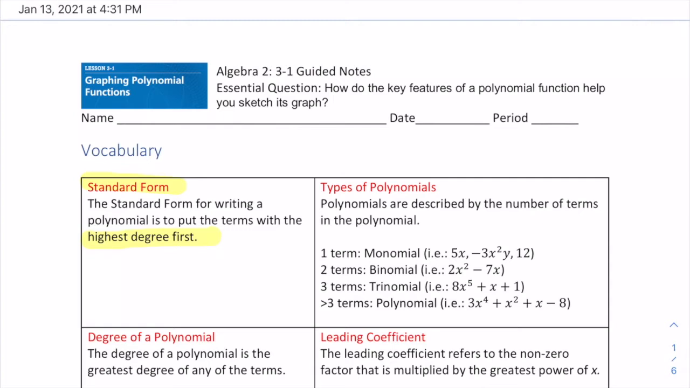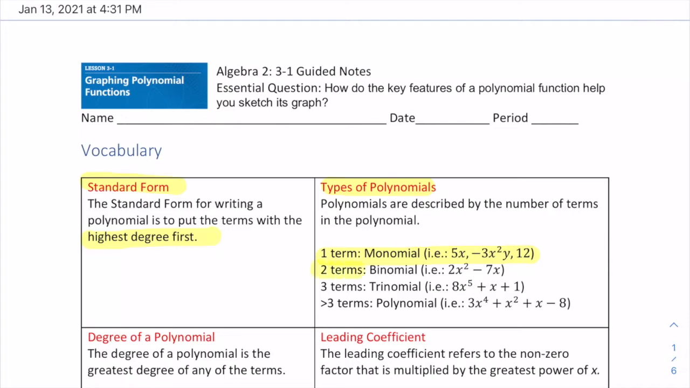When we consider the types of polynomials, we describe them by the number of terms. So if something has one term, it's called a monomial. You could have something like 5x, 12, which is a constant, negative 3x squared, y. So all of those are monomials.